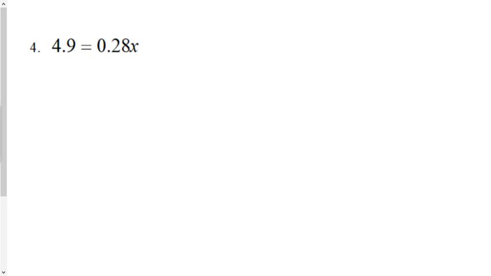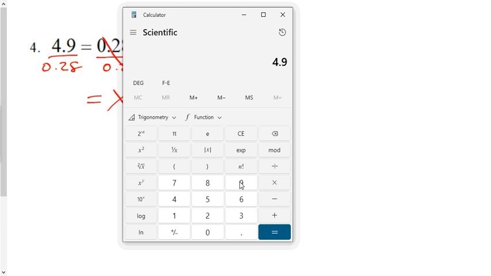Next question. The only difference is we have a variable on the other side, but our operation is still the same. We're going to divide by the coefficient. x will equal 4.9 divided by 0.28, which is 17.5.